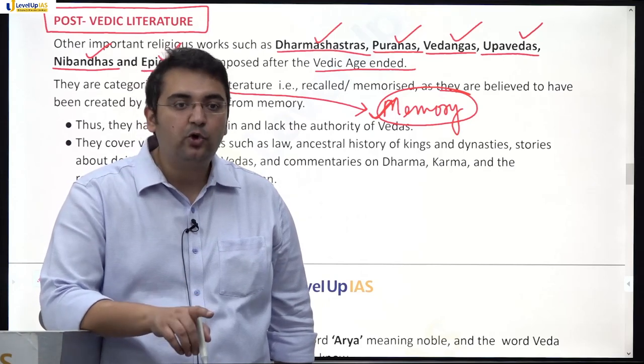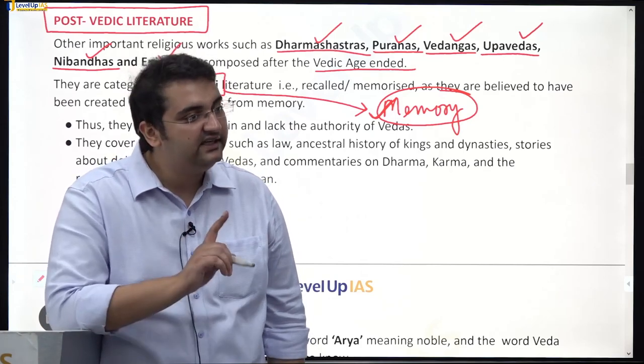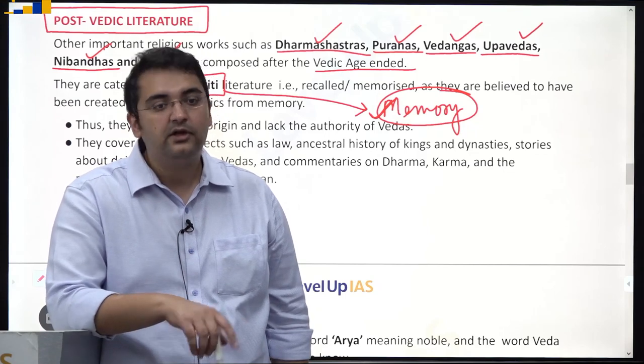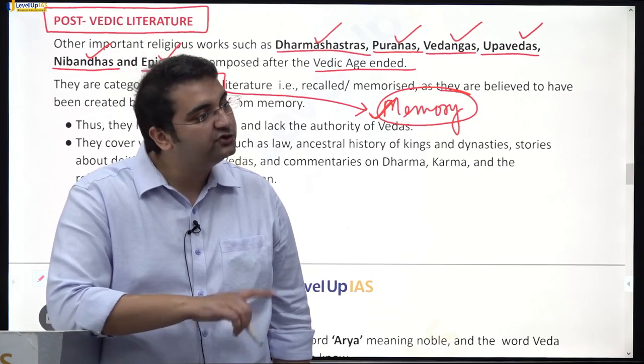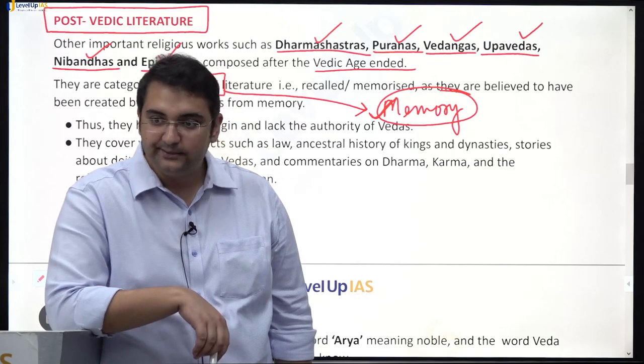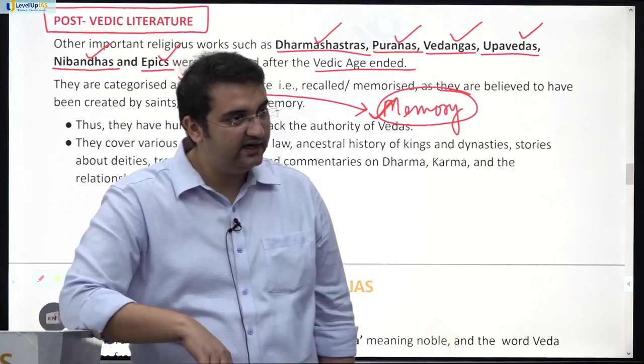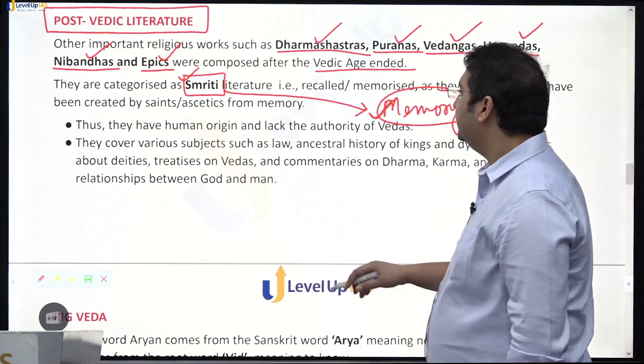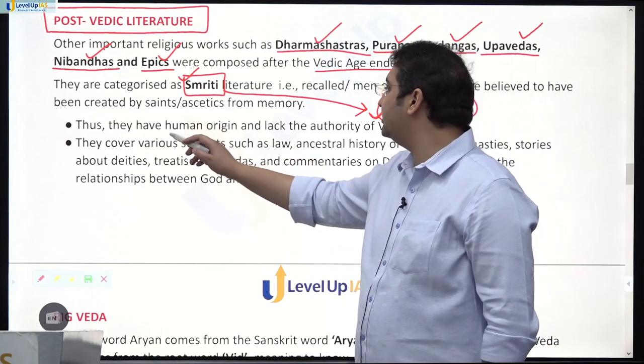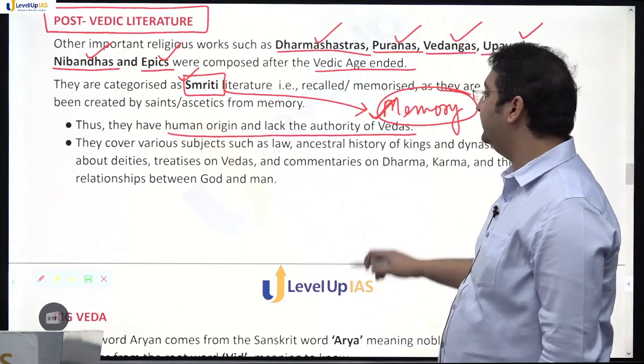So, what is the source of Smriti literature? Is it divine or human? Human, right? So, isko bhi infallible manenge ya nahi manenge? This is not considered infallible, right? Thus, they have a human origin and lack the authority of the Vedas.